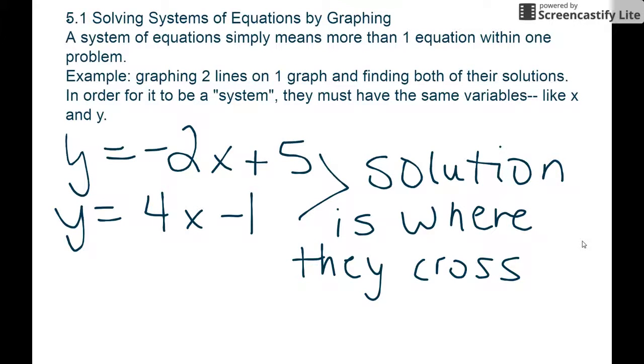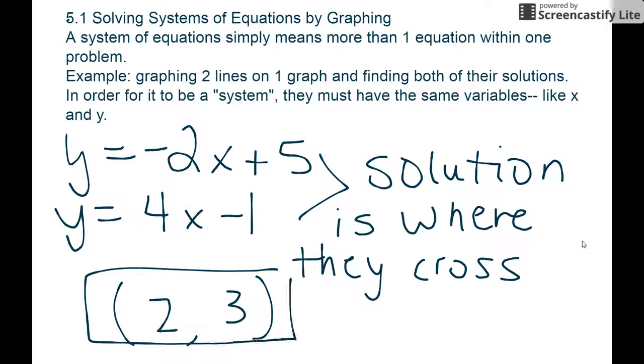And your solution should be written as an ordered pair. So for example, if this crosses at 2, 3, I have no idea if it does, I'm just guessing. So if it crosses at the point 2, 3, the solution is going to be 2, 3. You have to make sure you list them both, because this is going to be your x value and this is going to be your y value.